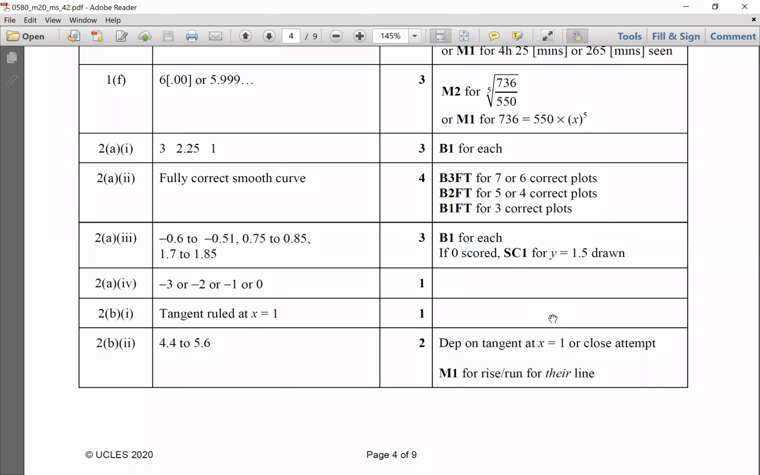Jalil, go ahead. Mr., I didn't understand the part where you draw the line, the last line. Okay, we'll explain again. This is the answer.